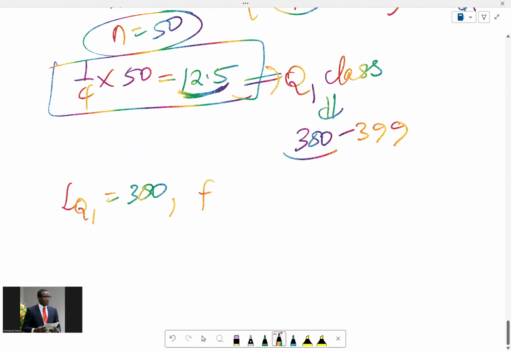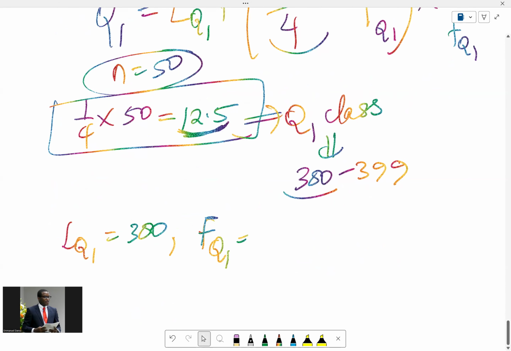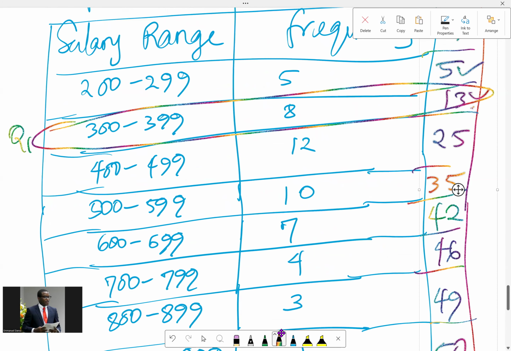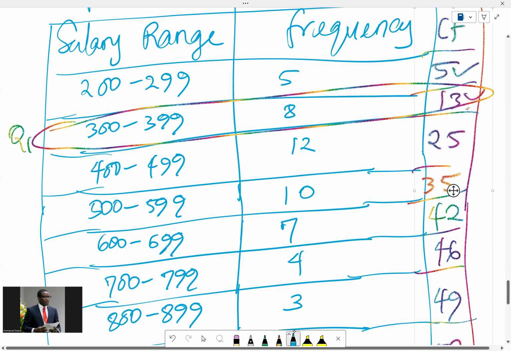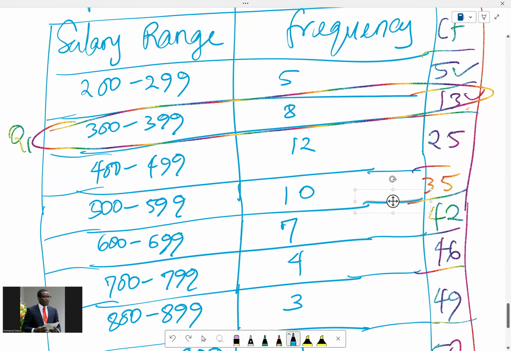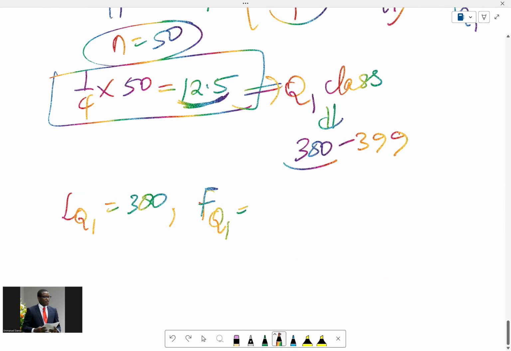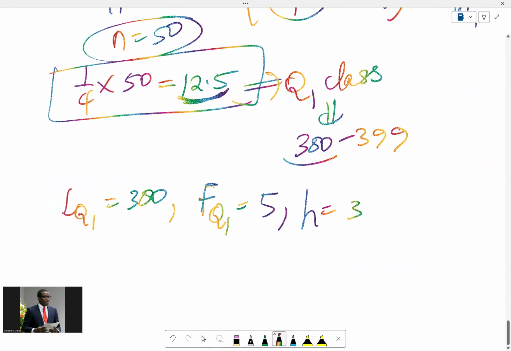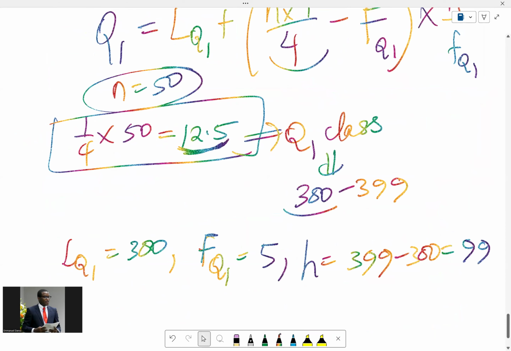Then the cumulative frequency before the Q1 class, this is big F now. The Q1 class is 13, and the cumulative frequency before it is 5. That is 5. What else do we need? We have the class width, which is regular: 399 minus 300, that is simply 99. That's the class width.